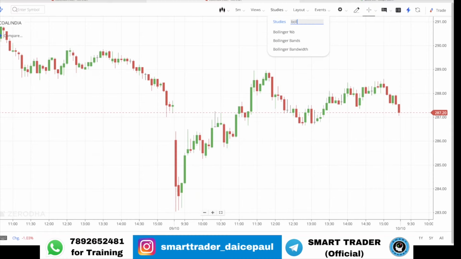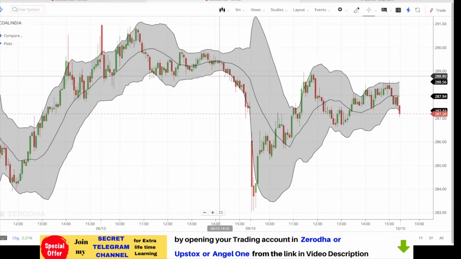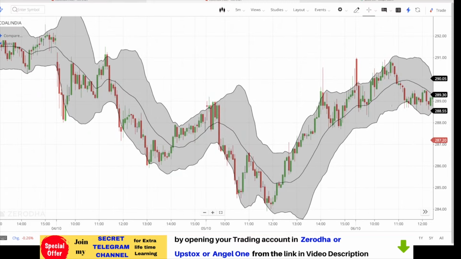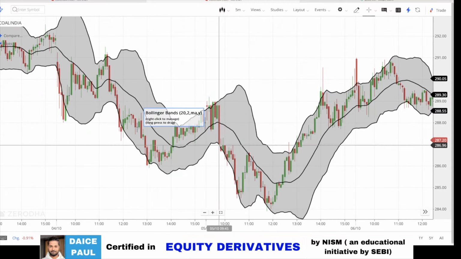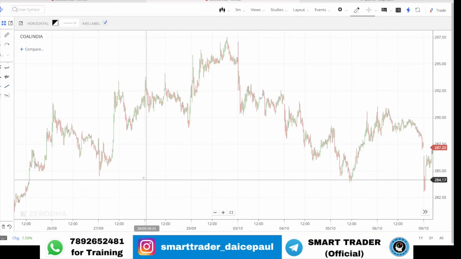Then we come to the volatility based indicator, that is the Bollinger Bands. Volatility based indicators like Bollinger Bands can also act as stop loss guides. When the price moves outside the bands, it suggests an extreme price movement and may signal the need for a stop loss adjustment. And the next one is the support and resistance levels.